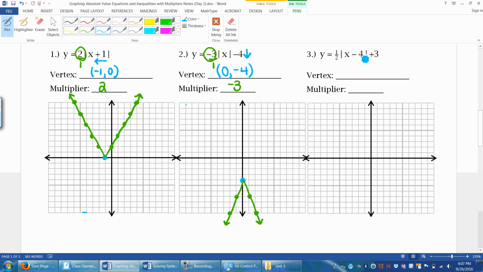On number 3, my graph has moved to the right 4 spaces and up 3 spaces. So the vertex is at 4, 3. The multiplier is 1/2. That tells me from the vertex to go up 1 space and to the right 2 spaces. On the other side, I go up 1 space and to the left 2 spaces.